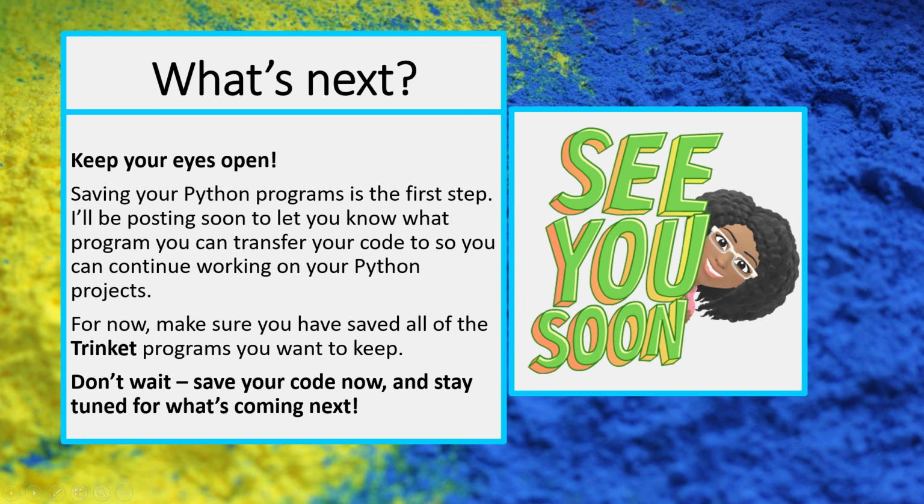What's next? Keep your eyes open. Saving your Python programs is the first step. I'll be posting soon to let you know what program you can transfer your code to, so you can continue working on your Python projects. For now, make sure you have saved all of the Trinket programs you want to keep. Don't wait. Save your code now and stay tuned for what's coming soon.